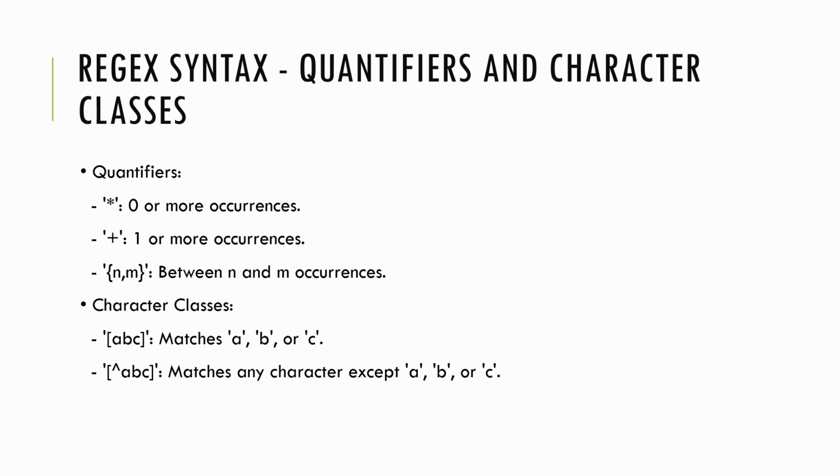Now let's look at quantifiers and character classes. Quantifiers define how many times an element can appear. For example, asterisk means 0 or more occurrences, and {n,m} means between n and m occurrences. Character classes allow us to specify a set of characters to match, such as [abc], which matches either a, b, or c.